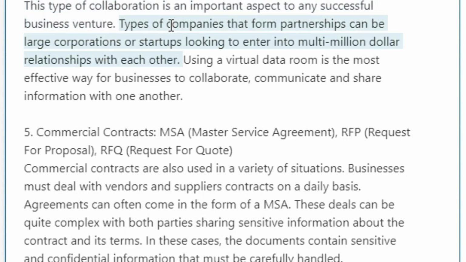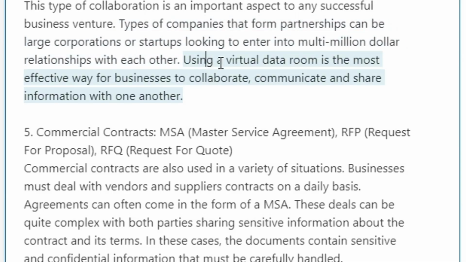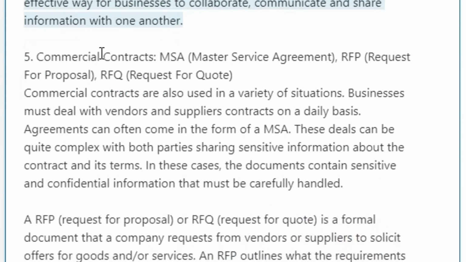Businesses that are part of a partnership often have a high level of cohesion, including sharing confidential information, strategies, and product roadmaps. This type of collaboration is an important aspect of any successful business venture. Types of companies that form partnerships can be large corporations or startups looking to enter into multi-million-dollar relationships with each other. Using a virtual data room is the most effective way for businesses to collaborate, communicate, and share information with one another. 5. Commercial contracts, MSA.